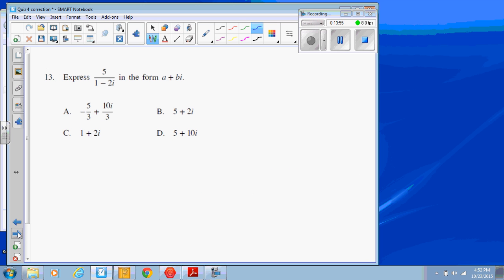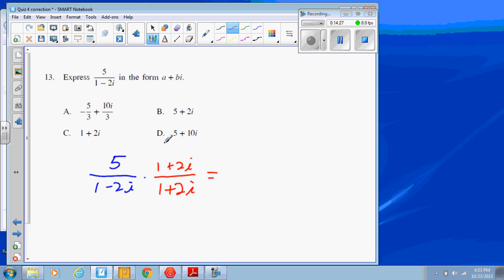And as I move on, now this one's a little tricky because we have an I in the denominator. So I have 5 over 1 minus 2I. For this problem, to get rid of the I in the denominator, we're going to multiply the top and the bottom by the conjugate of the denominator, which is basically the same thing, but change the middle sign. In this case, it's minus. We change that to plus. So 1 plus 2I for both of them.